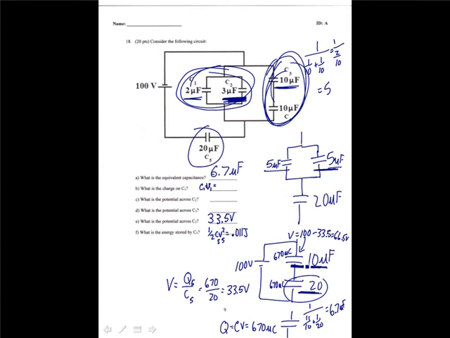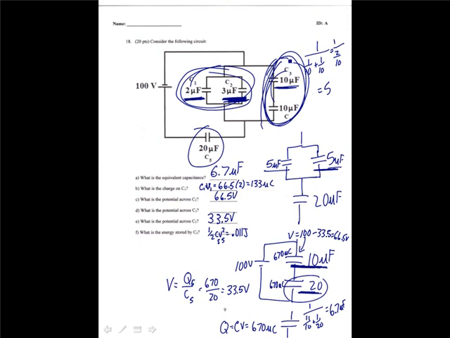Alright, so that's the voltage across this capacitor, which is the voltage across C2. So C2 is 66.5 volts. Now once we know the voltage on C2, 66.5, we know that that same voltage is on C1, so we can answer this question, which is 66.5 times the capacitance, which is 2, and that gives us a charge of 133 microcoulombs.